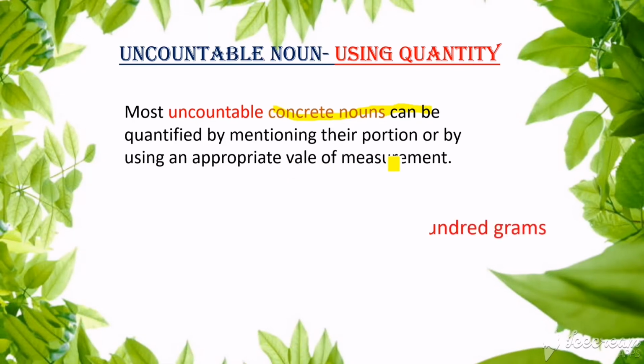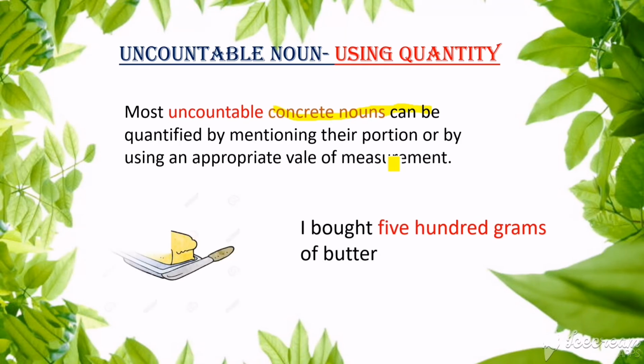Let's see how. Look at this example, children. I bought 500 grams of butter. Here, butter is a concrete noun. Can you count butter? No. Butter can only be measured. Therefore, it is an uncountable concrete noun.